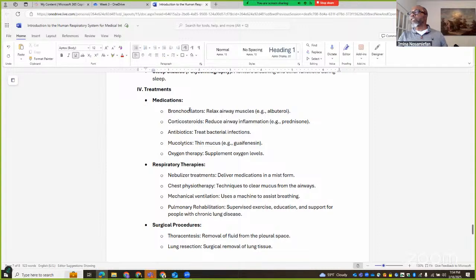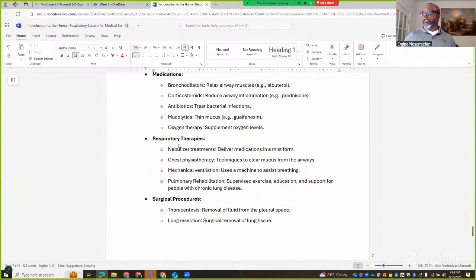Treatments: bronchodilators, corticosteroids, antibiotics, mucolytics, okay, to thin the mucus. Bronchodilators if you have asthma, albuterol. Corticosteroids to reduce airway inflammation, prednisone, then nebulizer.